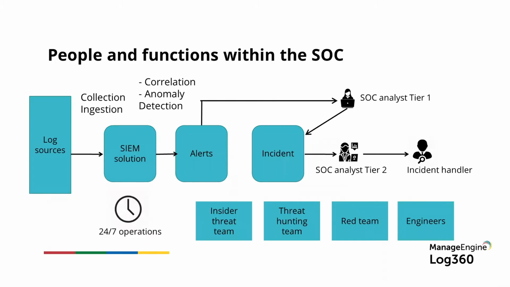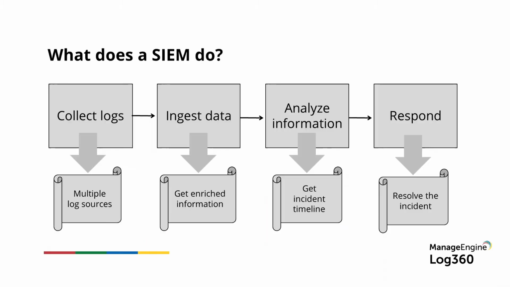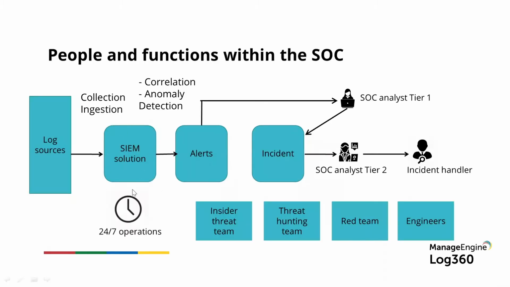So remember, in the previous slide, we spoke about how you collect and ingest logs, right? So that's what your SIEM solution is going to do. It's going to connect to all of these multiple, disparate log sources across your network, and it's going to collect and ingest all of these logs. Once these logs are collected, you can apply correlation rules and anomaly detection techniques, and your SIEM solution is going to generate some alerts for you.